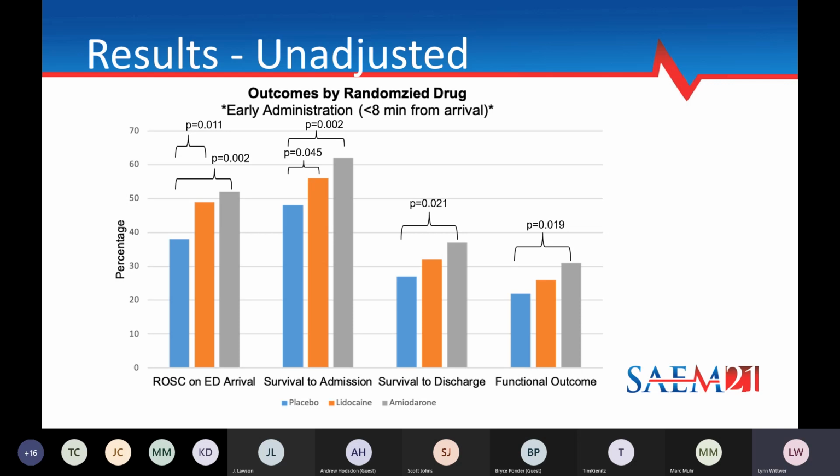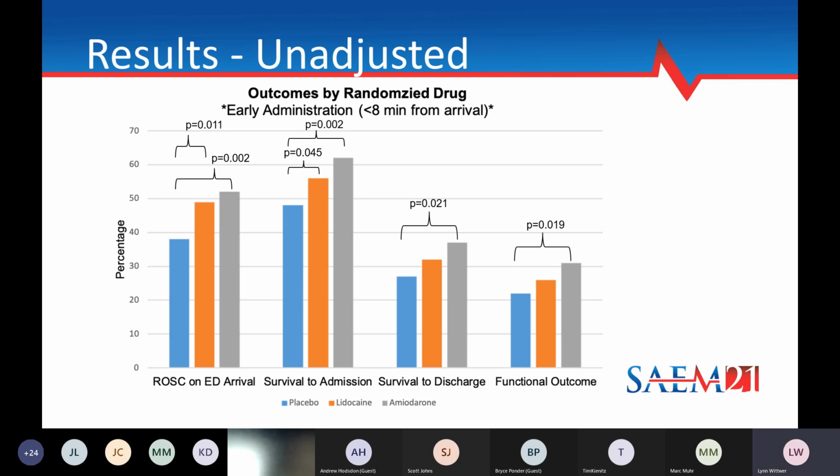The amiodarone is the gray, lidocaine is orange, and the placebo is the blue. Early administration was defined a priori. They just said, we're going to look at less than 8 minutes from arrival to give the drug. Now, that's to arrival on the patient side.